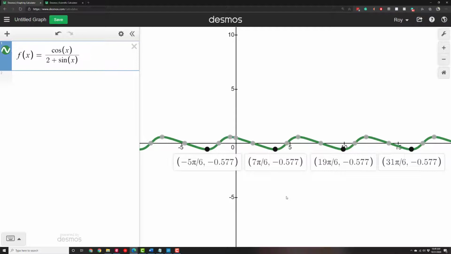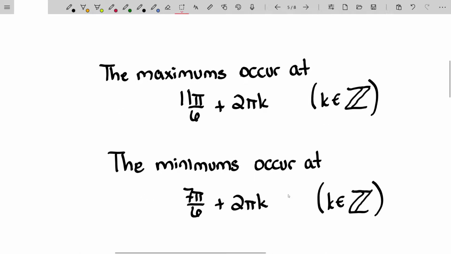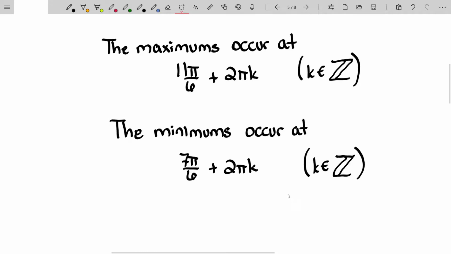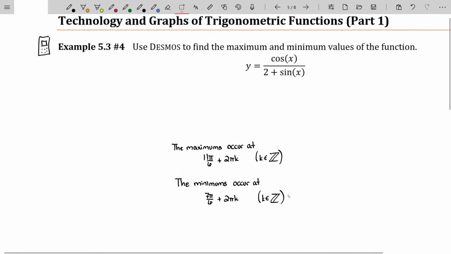So again, the minimums occur at 7 pi over 6 plus 2 pi k. And as I've written here, that's exactly what we stated earlier. The maximums occur at 11 pi over 6 plus any rotation of 2 pi thereafter. And that k in Z means k is in the integers. So it's 2 pi times 1, or 2 pi times 2, or 2 pi times 0, or 2 pi times negative 1. So any integer multiple of 2 pi thereafter. Same thing for the minimums. They occur at 7 pi over 6 plus any rotation of 2 pi thereafter. So that's how you would do that.